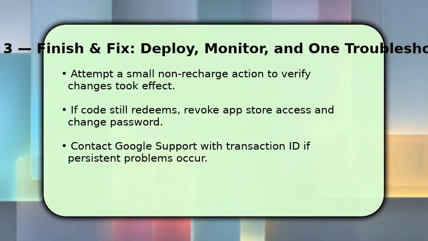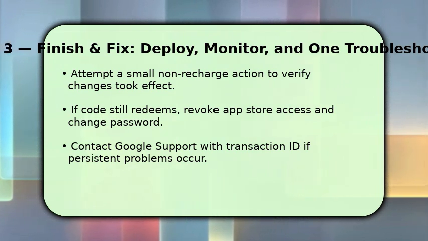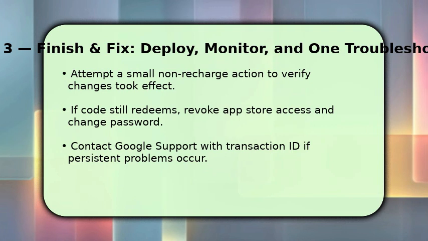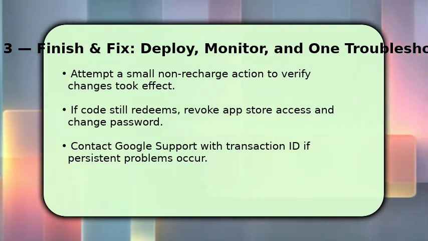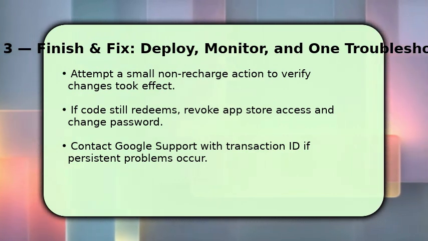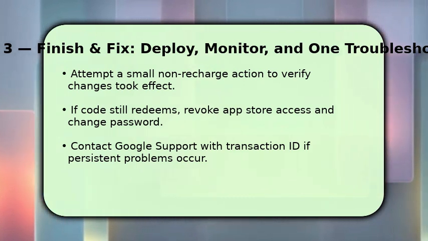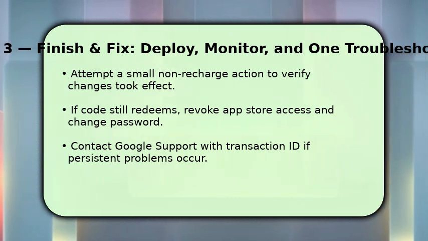If the code still redeems or charges persist, revoke app and site access from your Google account security settings and change your password immediately. This closes unauthorized paths. If the problem continues, gather transaction ID and contact Google support for reversal. Make sure to mention exact timestamps. One troubleshooting tip: if you see unexpected activity, remove all saved payment methods before contacting support.